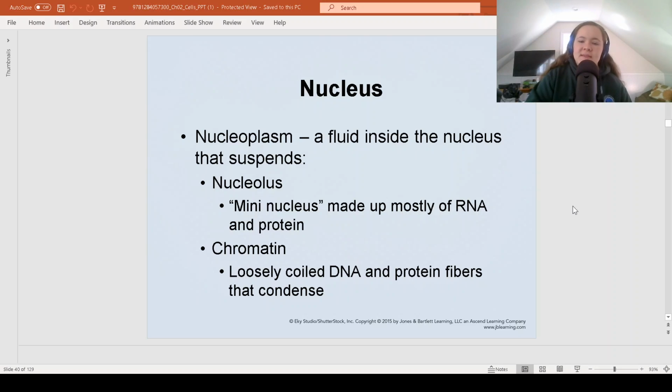Nucleoplasm is a fluid inside the nucleus that suspends the nucleolus, which is a mini nucleus made up of mostly RNA and protein, and the chromatin, which are loosely coiled DNA and protein fibers that condense.